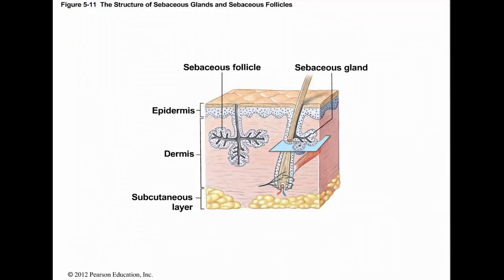So here we have the diagram of the skin. It's showing you the sebaceous follicle. It's showing you the structures of the skin with the epidermis, the dermis, and the subcutaneous layer. And then it's showing you a hair follicle with the sebaceous gland attached to it.